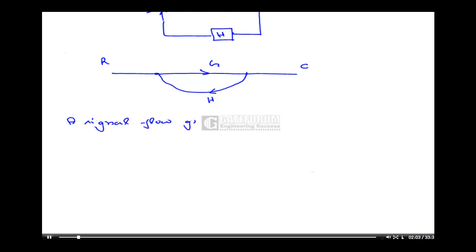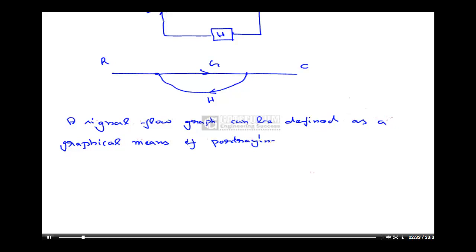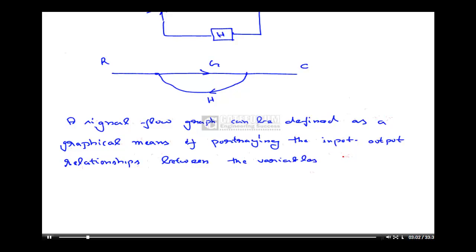A signal flow graph can be defined as a graphical means of portraying the input-output relationship between the variables of a set of linear algebraic equations.